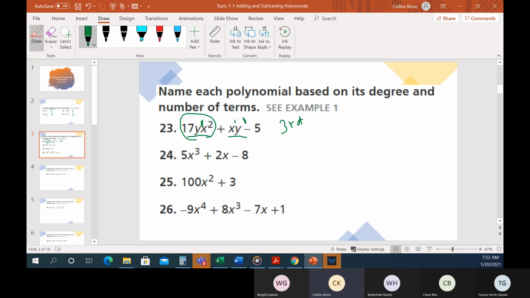And how many terms do we have? How many separate terms do we have? How many terms do we have here? Only 2? Because the number is actually a term. So how many terms we got? Yep. Beautiful. So that's easy. Just count up the number of terms.